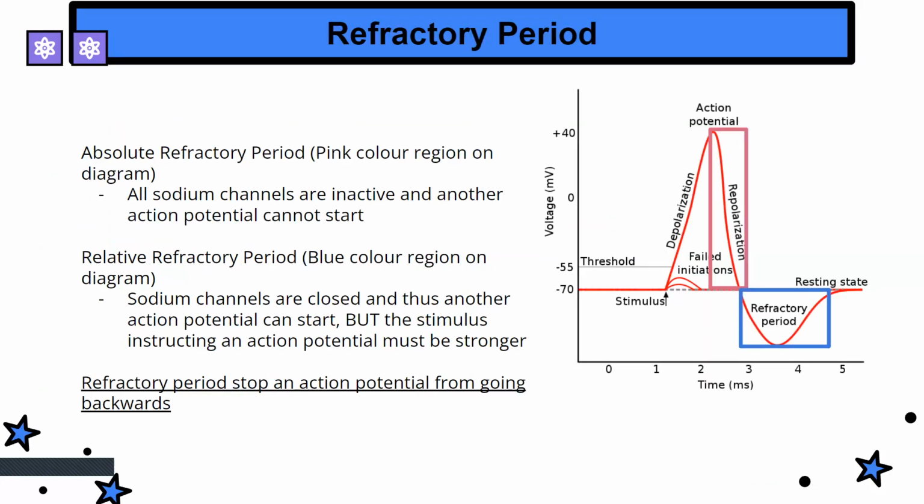But in a hyperpolarized state, where you have the relative refractory period, some sodium channels are inactive, some are closed. So what that means is that if you have a signal that's strong enough, you can actually cause a second action potential whilst that neuron is in that state. But it's tougher, it just needs a greater stimulus because some of the sodium channels are inactive.